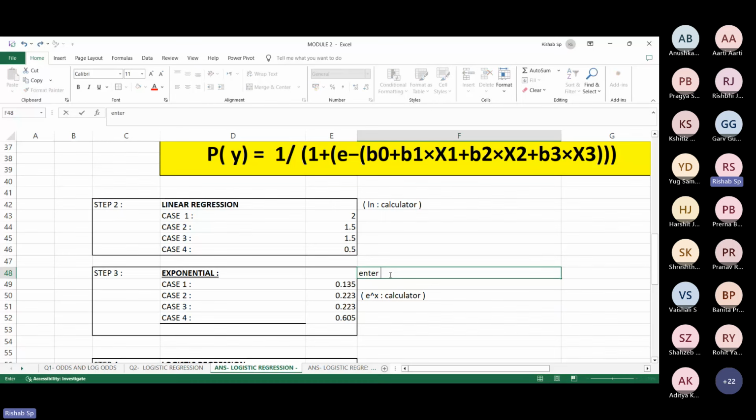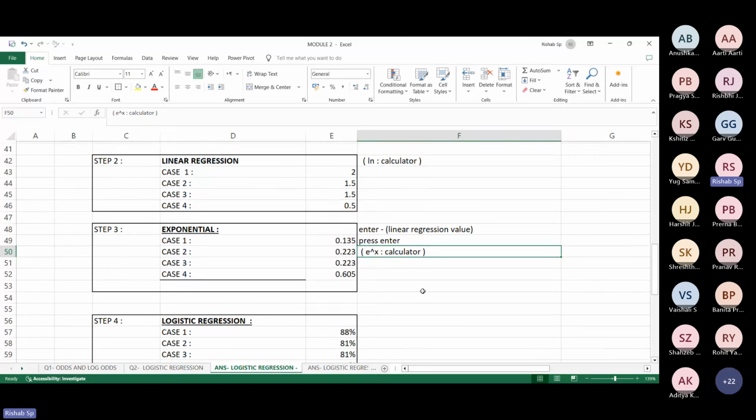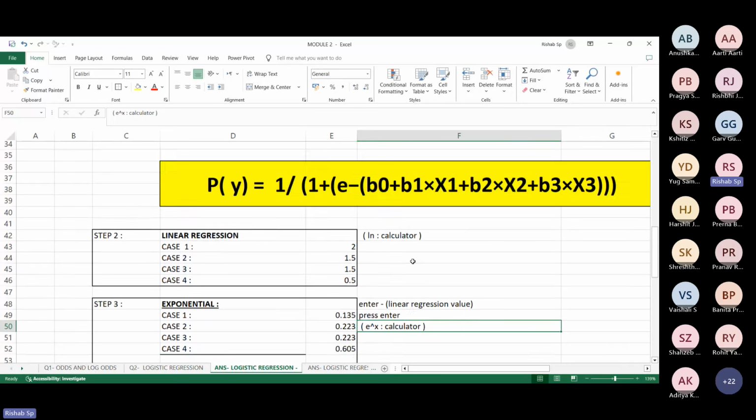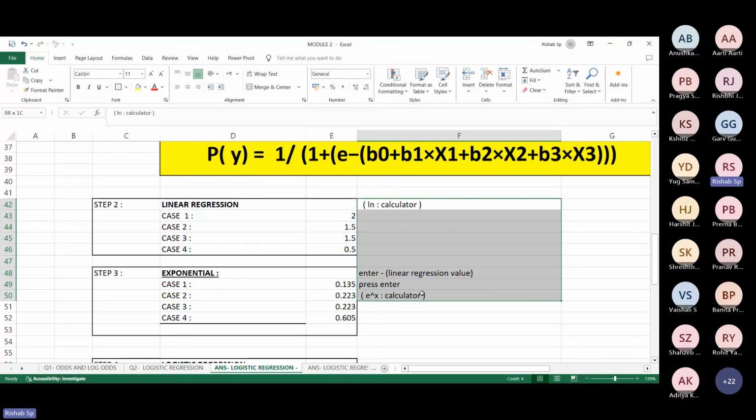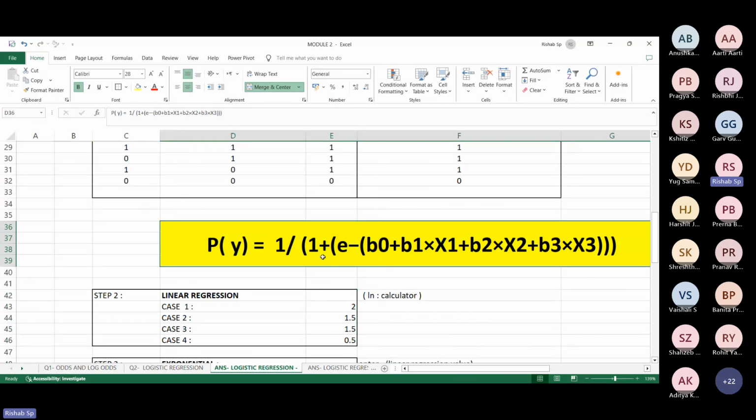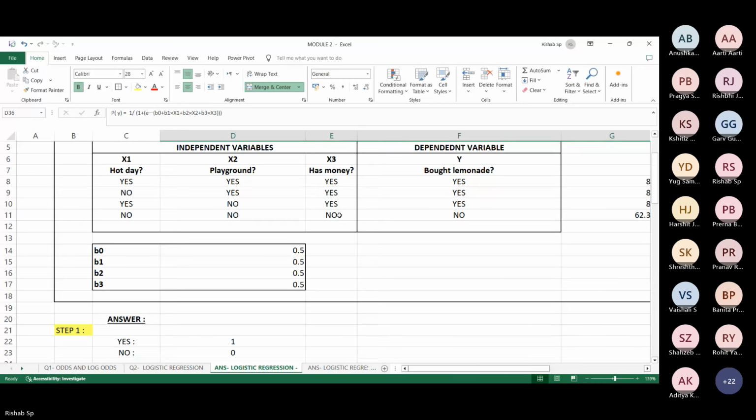Enter the negative linear regression value, press enter. Please don't forget to press enter. Then you find the exponential one, so you get the correct answer. These are the 3 main factors where you might go wrong. If you are aware of these, then it's just substituting into the equation, right?